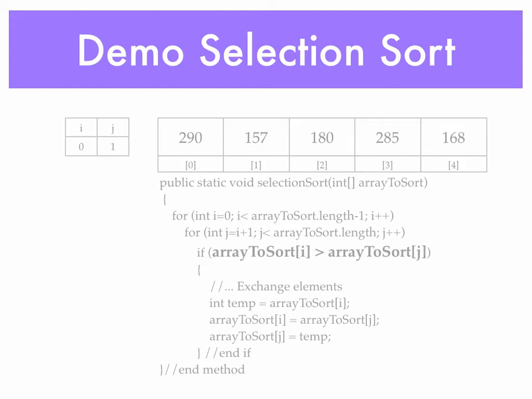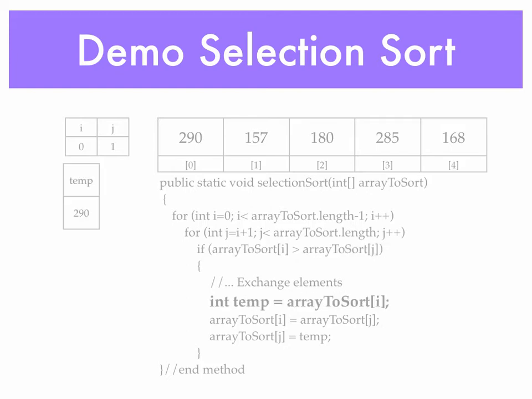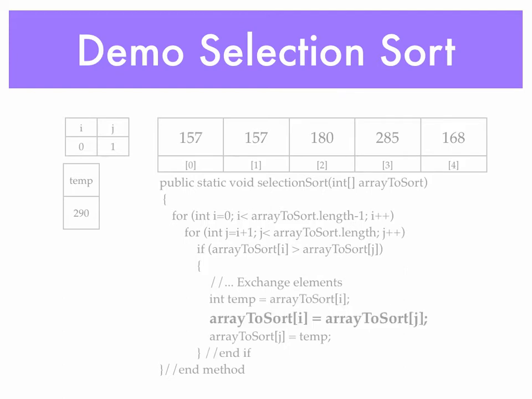So we'll exchange those elements. We'll take the value in position i, put it into the space temp. We'll then find the value in position j and save it into position i. So we'll now have 157 in the spaces i and j. We'll then take the value stored in temp, place it into the space j. We now have an array of 157, 290, 180, 285, 168. We have swapped the first two values.